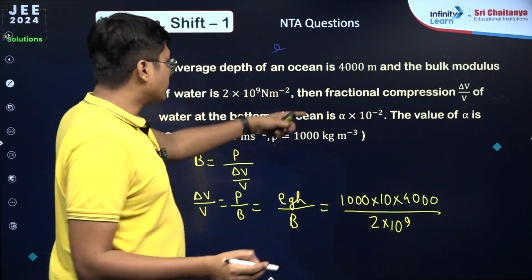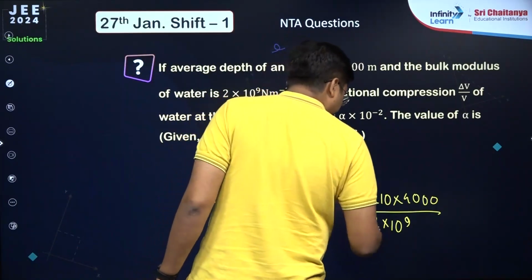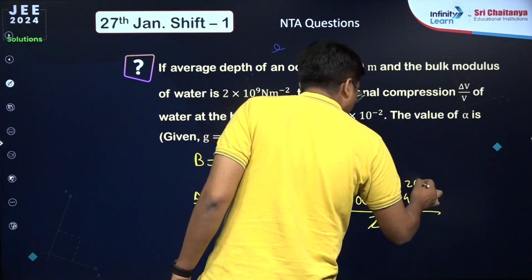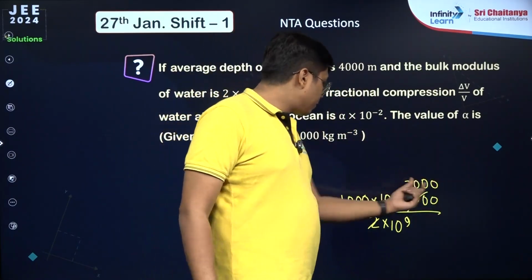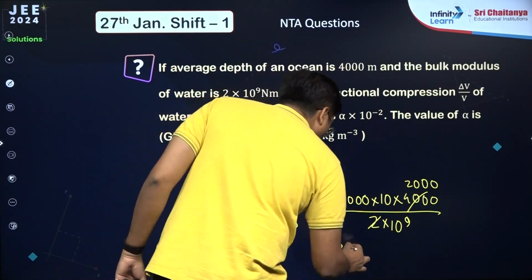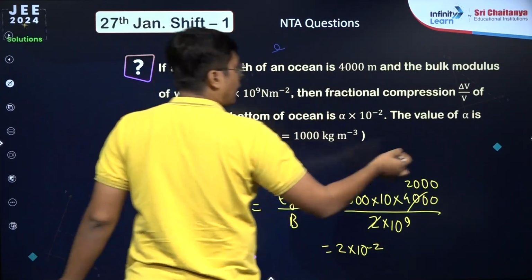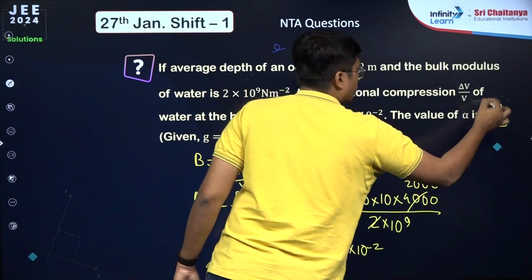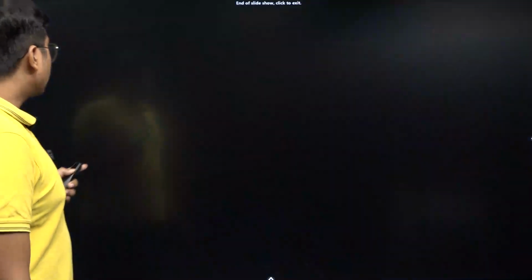We have to represent it in terms of 10 to the power 2. So no issues over here. Goes with the 2000. So over here we have 10 to the power 7, 10 to the power minus 9. So we get 2 into 10 to the power minus 2. Which means our answer here, alpha is equal to 2. That is the answer. So I believe that was the last question.